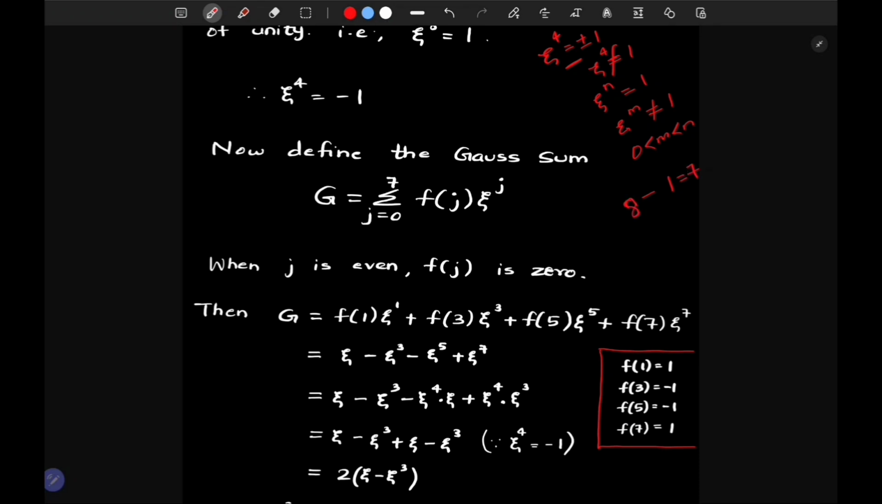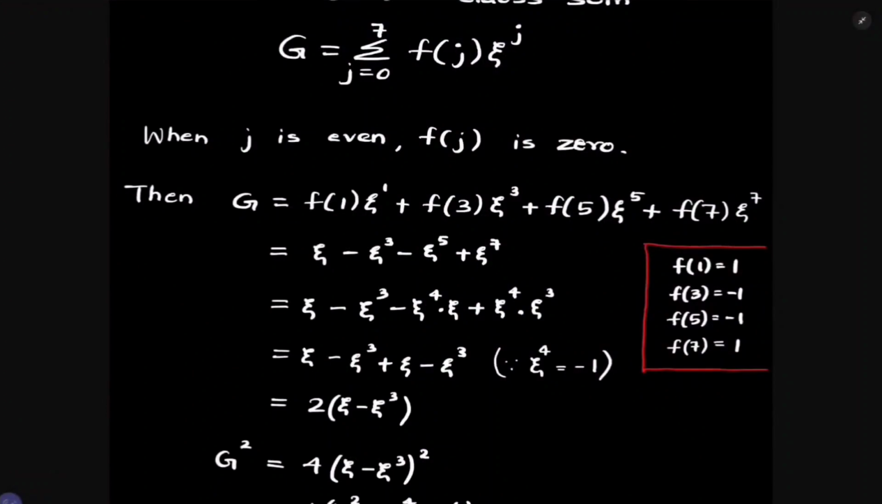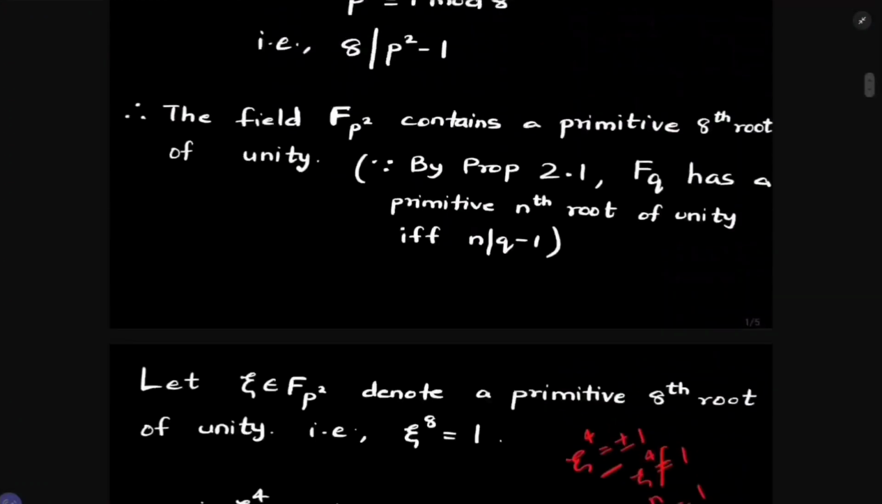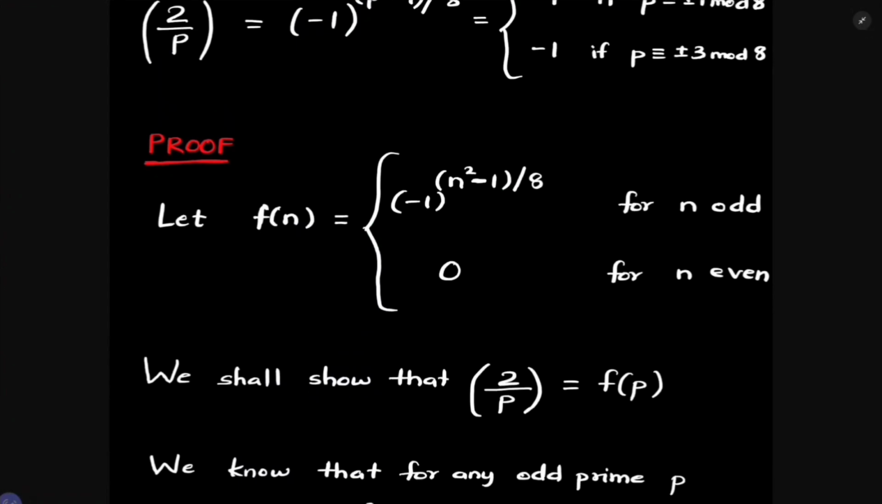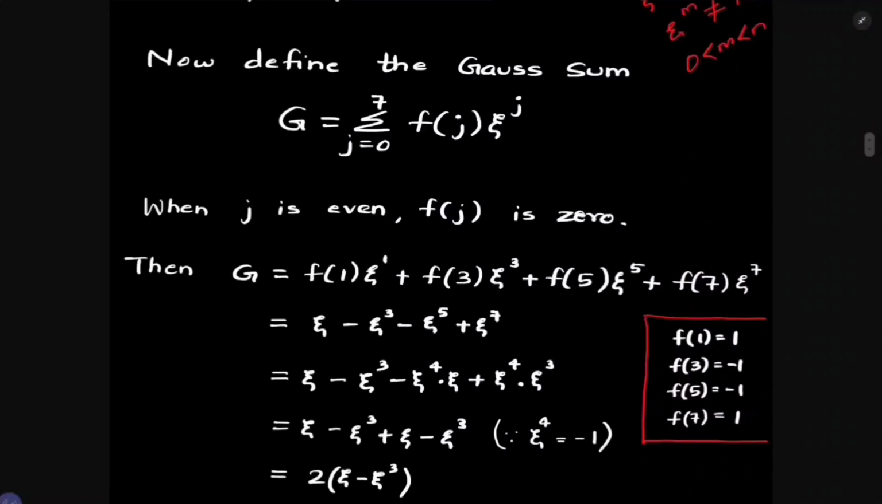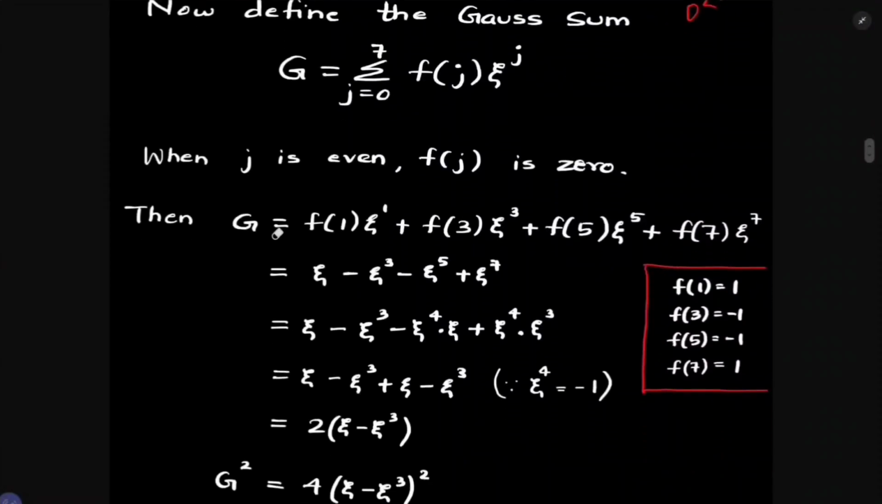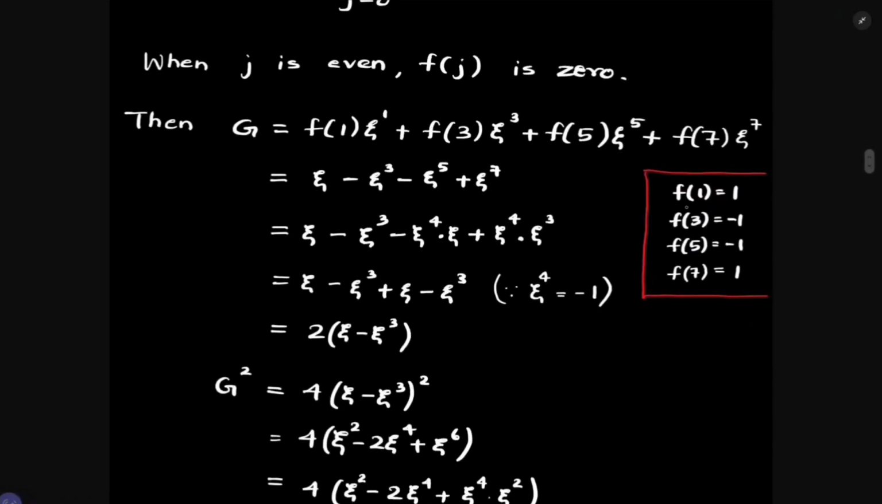So G is equal to the sum over j from 0 to 7 of f(j) times ξ^j. When j is even, f(j) is 0, because by definition, we have defined that f(n) is 0 for n even. So we will take the odd numbers for j, that is 1, 3, 5 and 7. Then the Gauss sum G equals f(1) ξ^1 plus f(3) ξ^3 plus f(5) ξ^5 plus f(7) ξ^7.